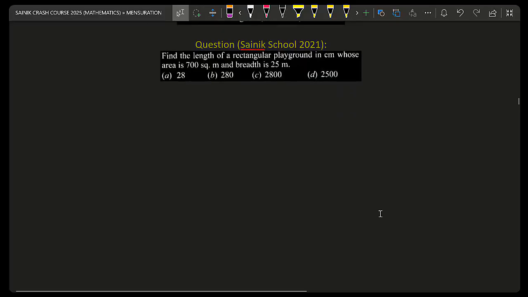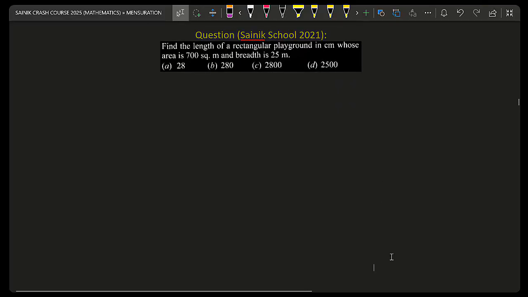Now the 2021 paper question. Find the length of a rectangular playground in centimeters whose area is given and breadth is given. So who is going to answer this simple question? Abhyuday, can you answer this? Only a few students are raising hands. What happened? Very simple. Area is given, and the breadth. Perimeter is given by 2 into L plus B. Many students are not showing interest to answer.